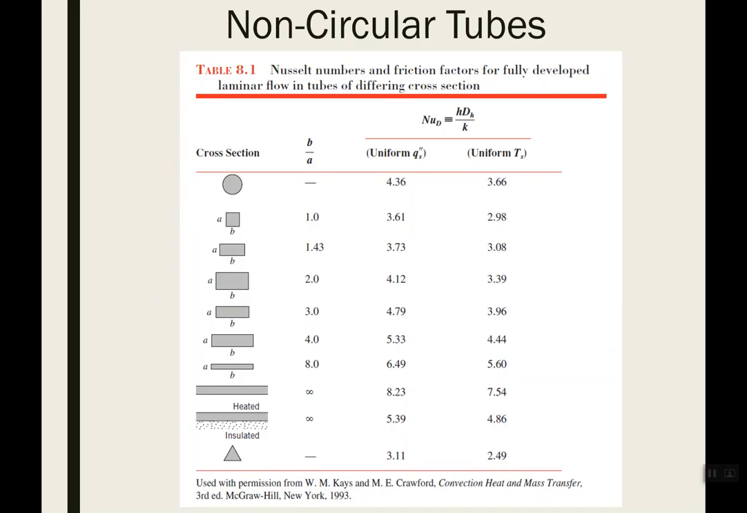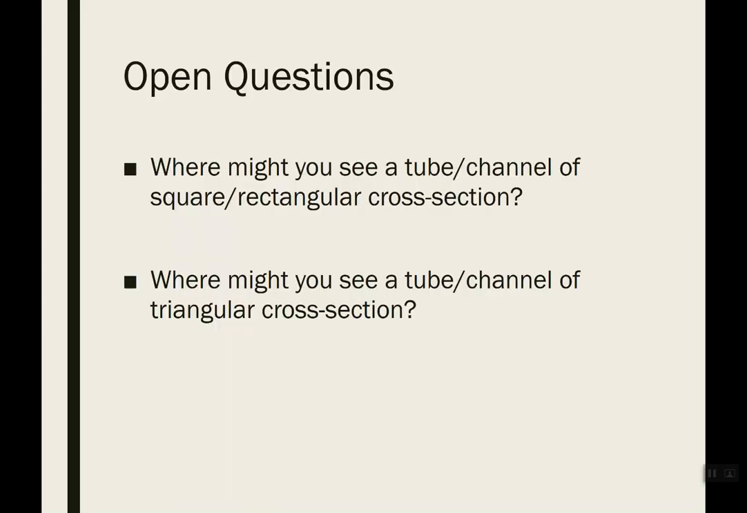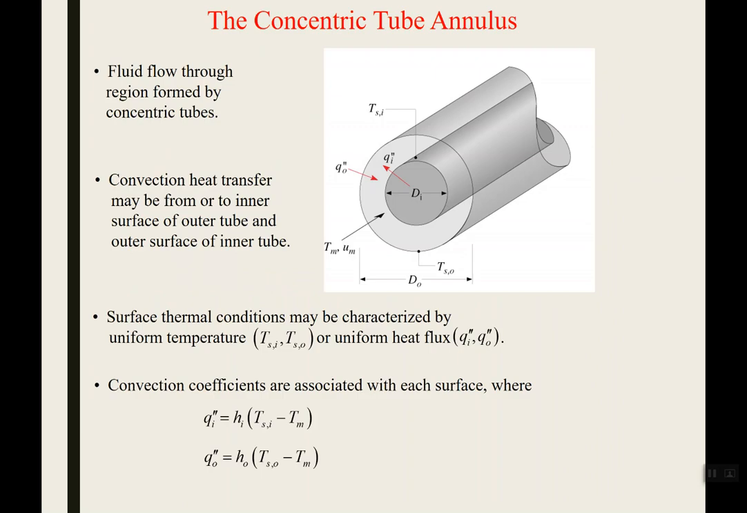You've noticed there's a triangular one. Where might you see a tube or channel that has a triangular cross section? I really don't know why you would do one like that. Okay, this one is actually a little bit more important. This is called an annulus. This is the space that, if you had two concentric tubes, would represent the space between the outer tube and the inner tube. So where might you see something like that?